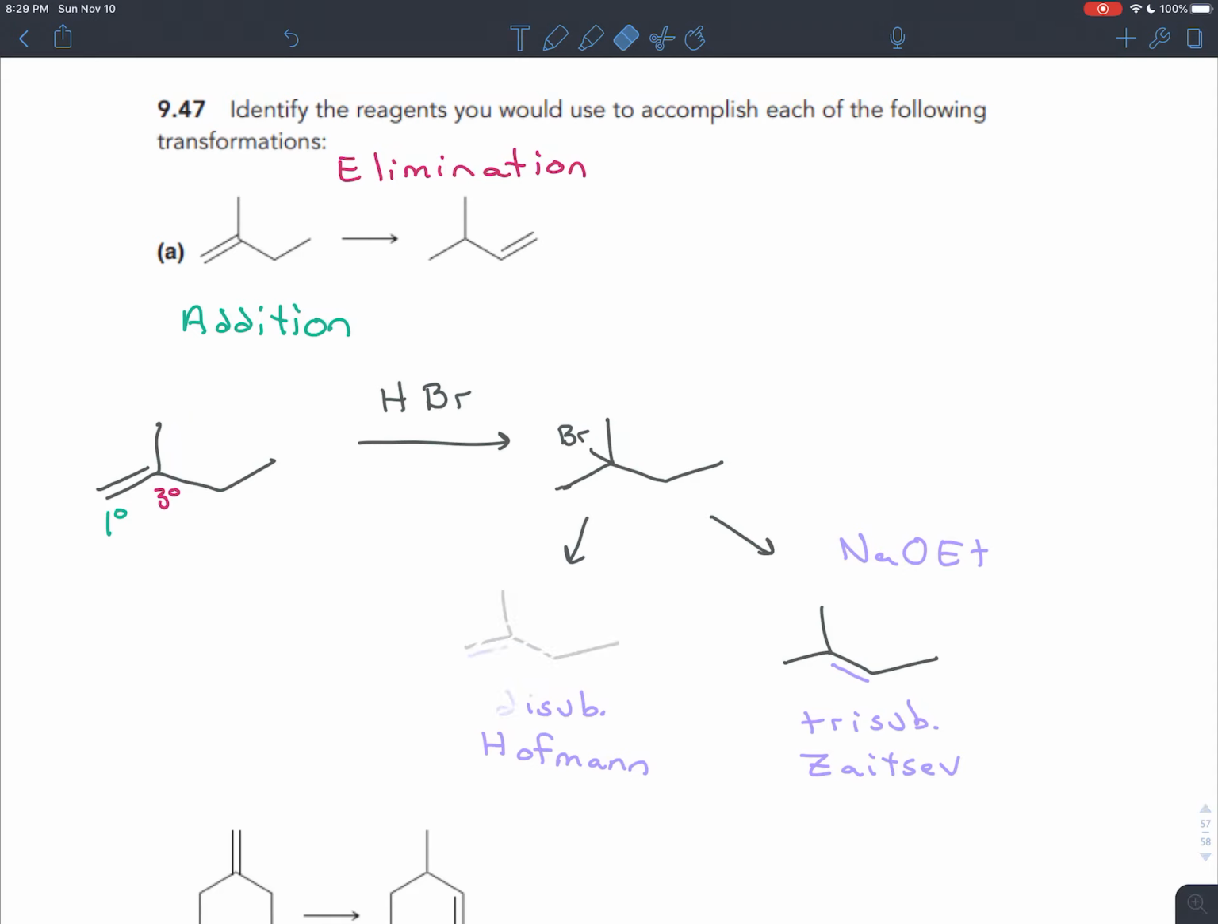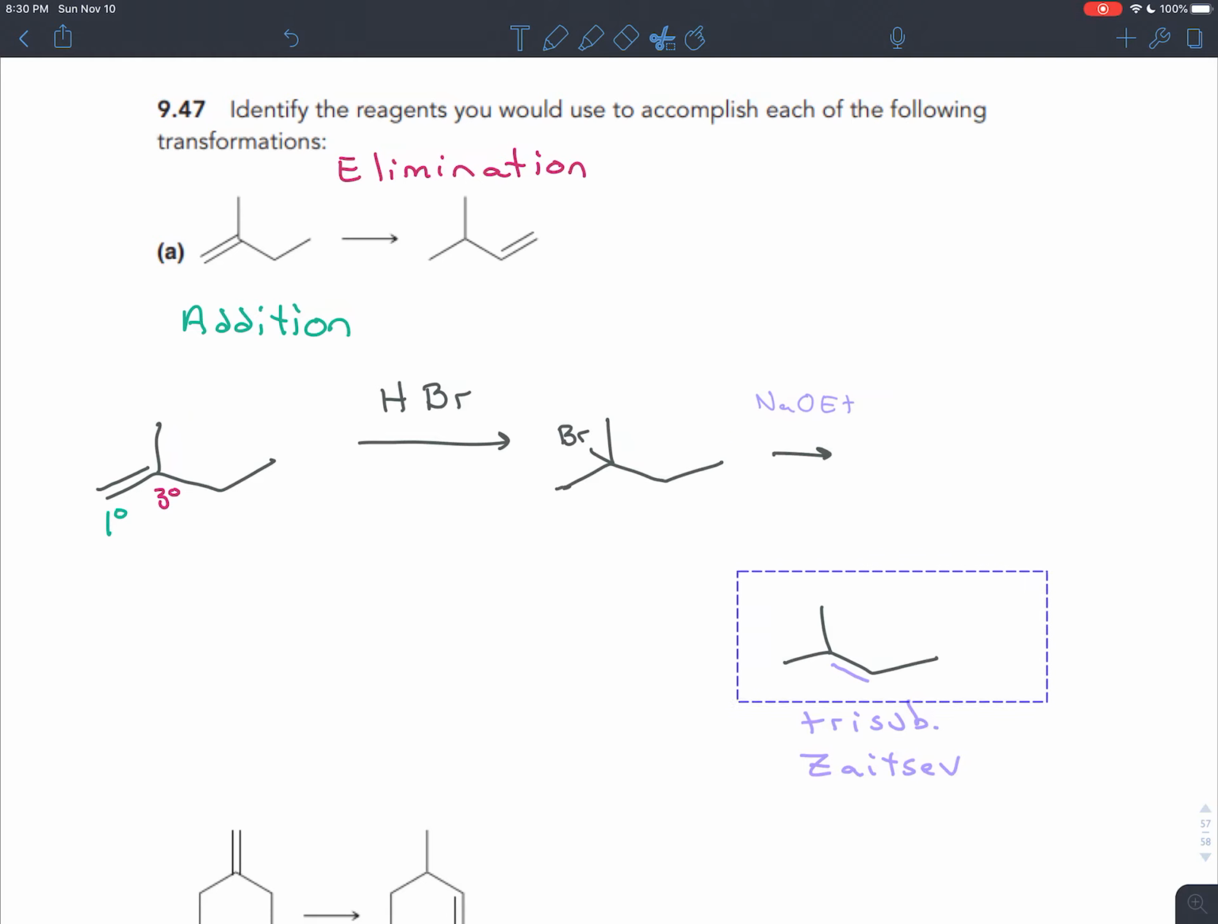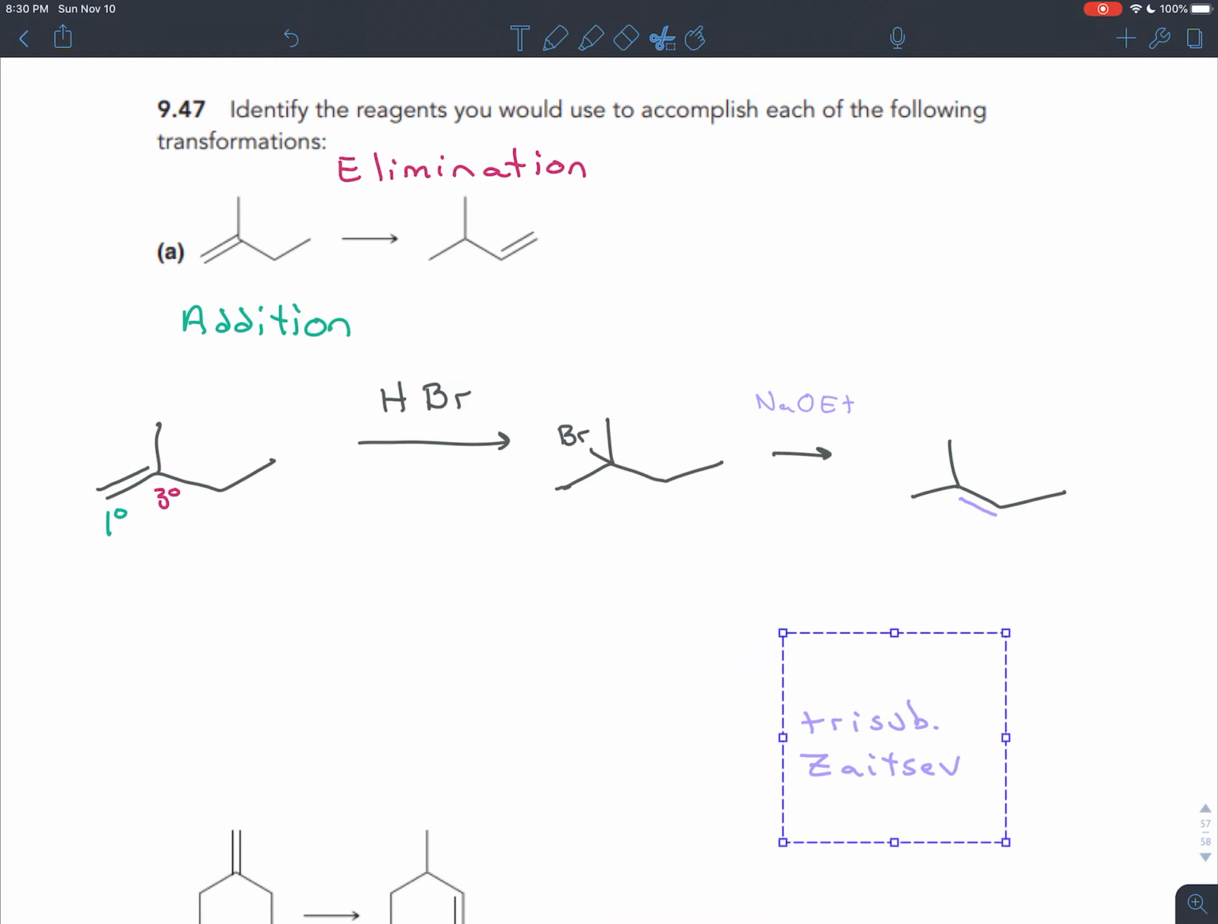So we don't want the Hofmann product. Well, the way you would get the Hofmann product is by using a bulky base. We're not going to do that. We're going to use a skinny base because we want the Zaitsev product as our major product. So that's what we get there.